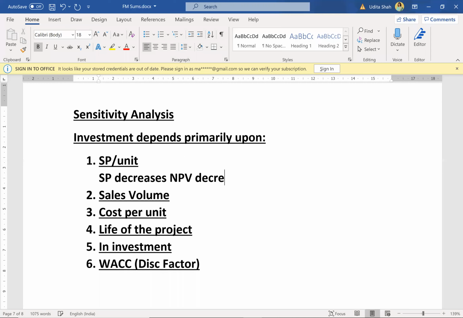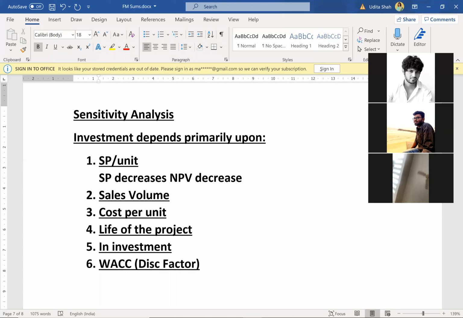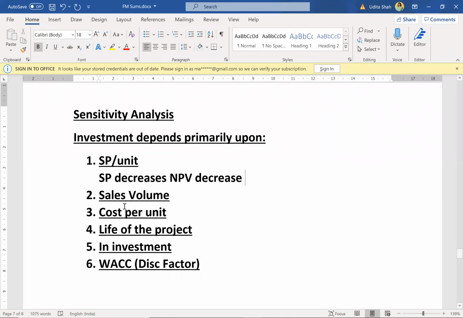Okay, so now in sensitivity analysis, I want to find out, as management, till what point of time I can afford my selling price to decrease. After a certain percentage, if selling price decreases, NPV will decrease and it will become 0. If NPV is 0, the project is worthless to me, correct? So I want to find out at what percent selling price decrease my company can afford, correct?